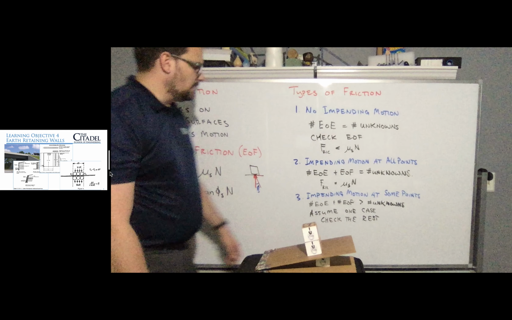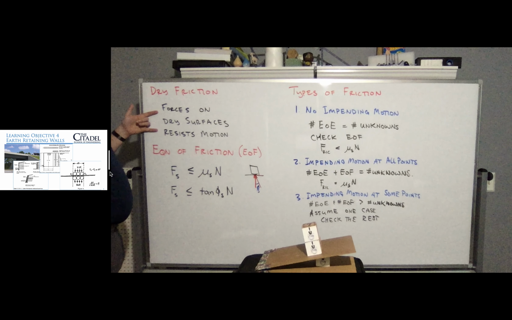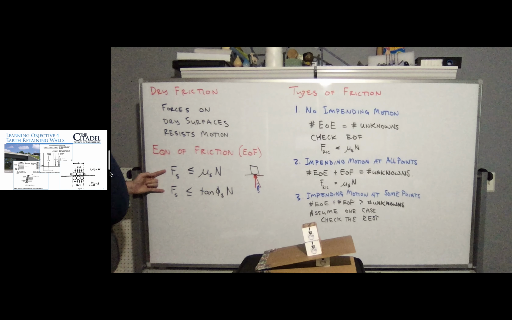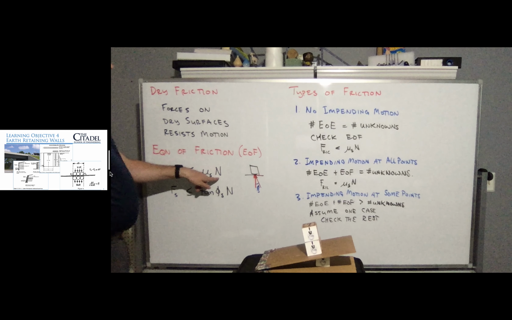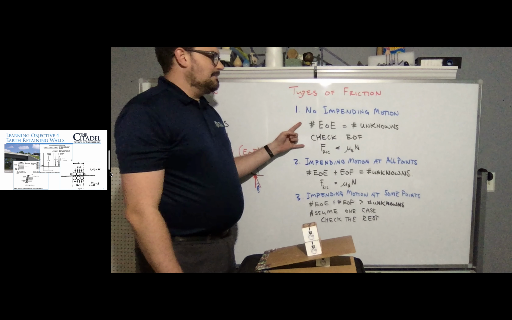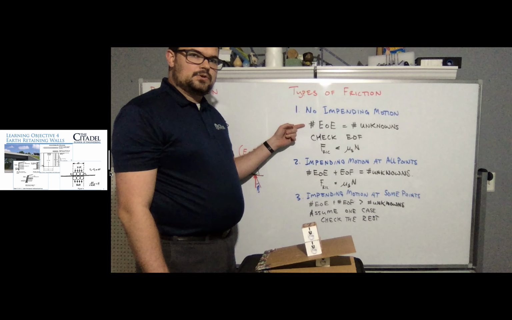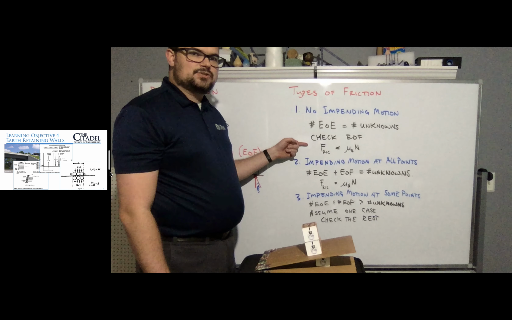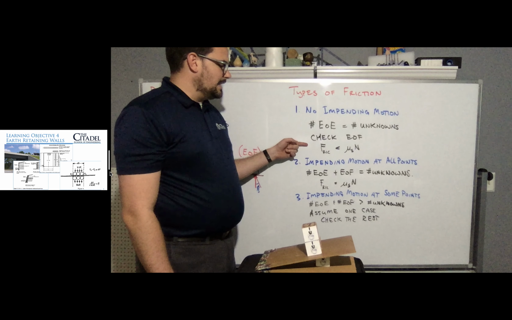I think I've taken too long on this video. So we've got dry forces on dry surfaces resisting motion. We've got our equation, which is actually an inequality: the friction force has to be less than or equal to mu sub s times N. No impending motion means that we can do everything we need to do with our equations of equilibrium and just check to make sure that our friction inequality is okay.